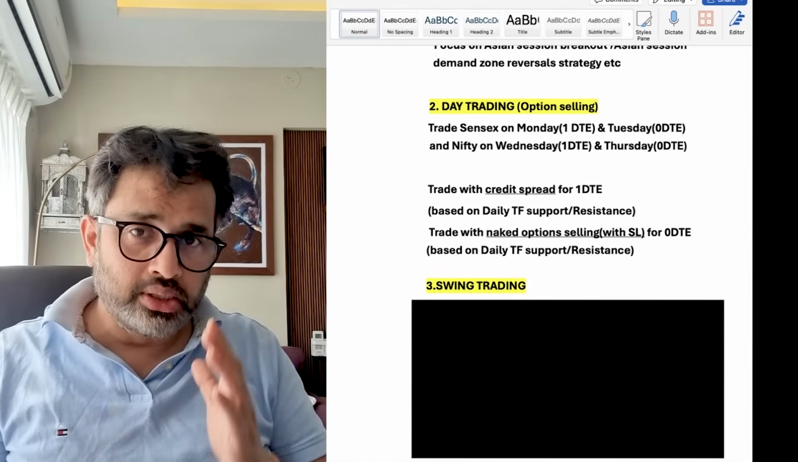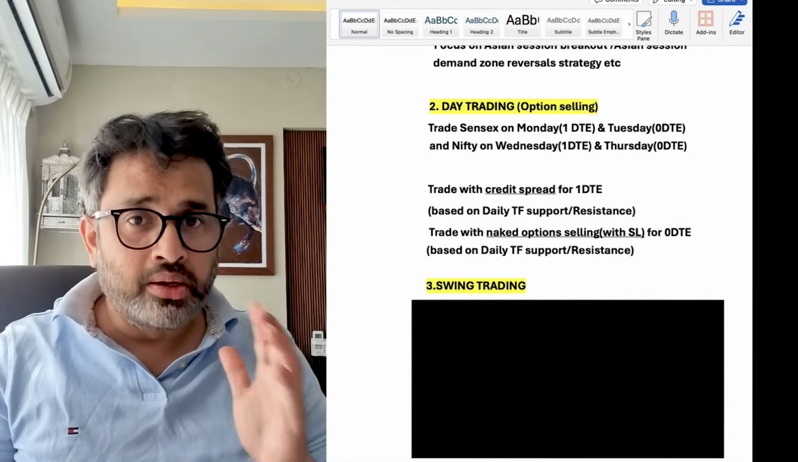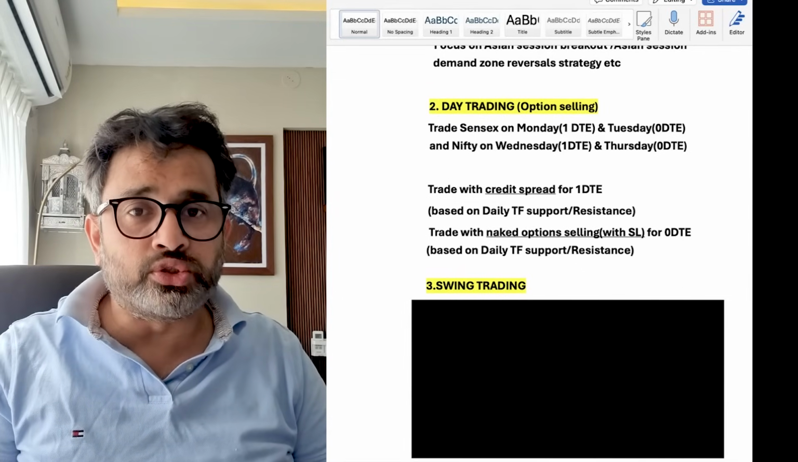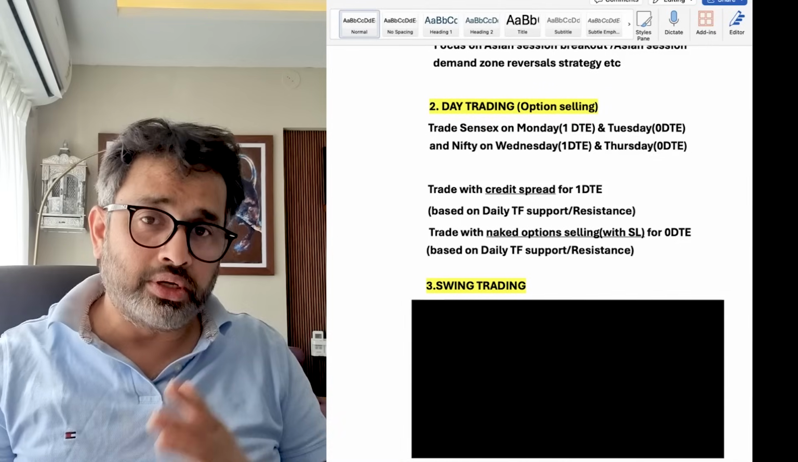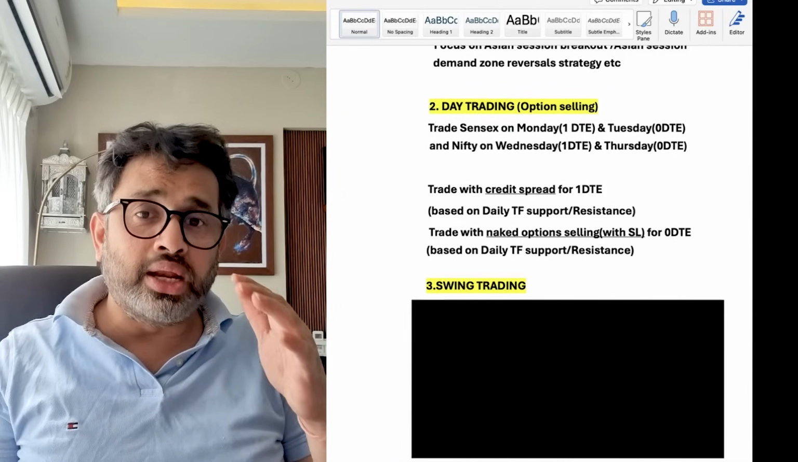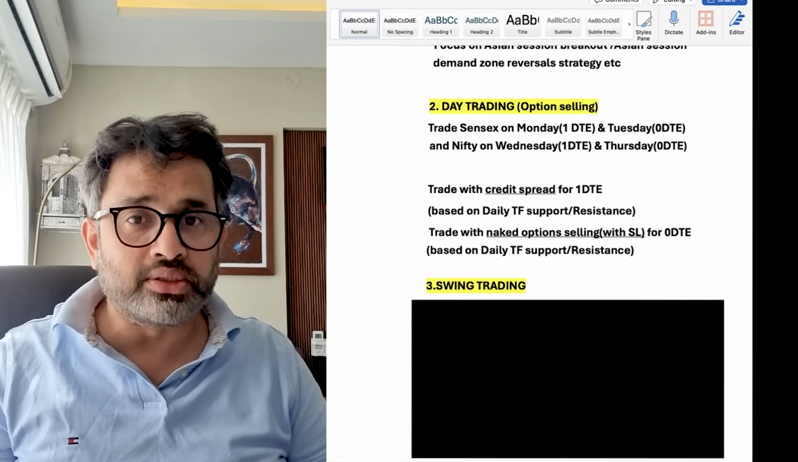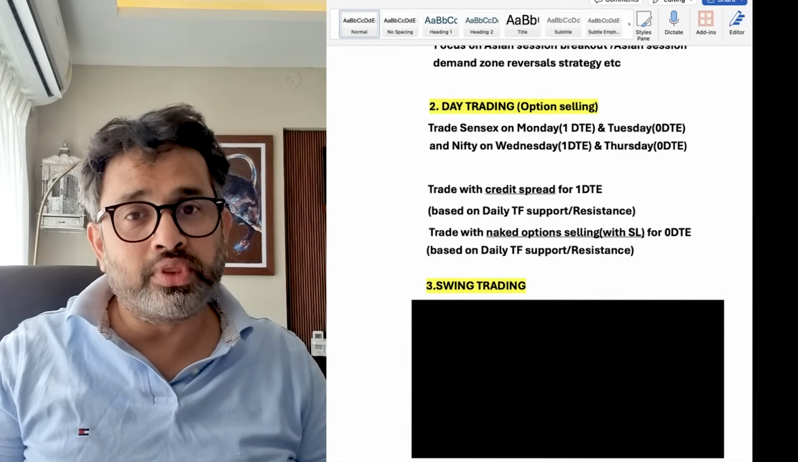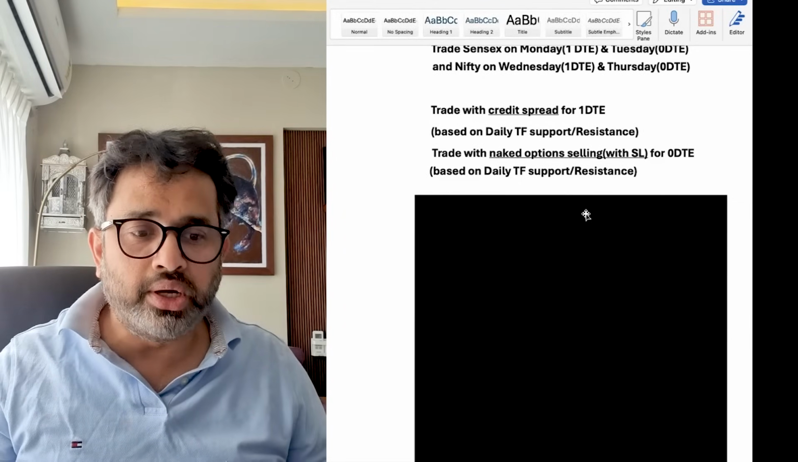Let me summarize. If you want to trade 1 day to expiry, better to go for credit spread, but ensure that at least you trade with 1:1 risk reward. But when you are trading on expiry day, try to sell the option at the opening minute of the day. Ensure that the opening of that day is right at the support or resistance, okay, then only this can give high probability trades. Okay, we already discussed about day traders.